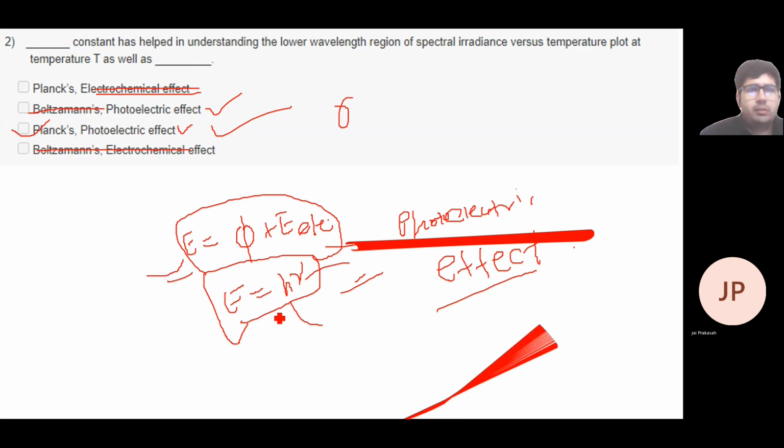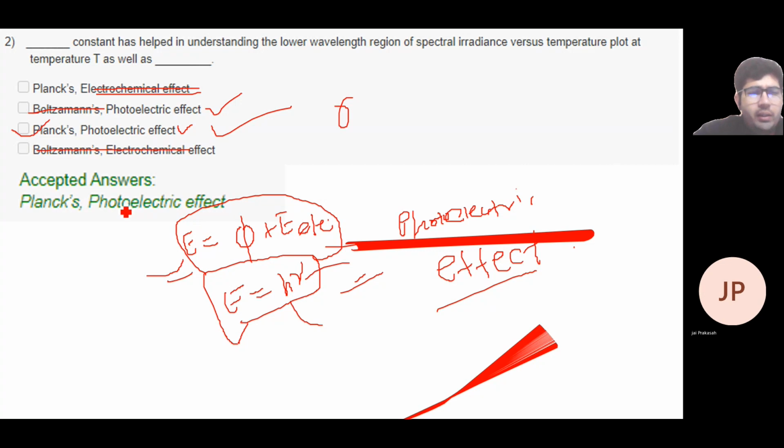So option C is correct. So Planck's and photoelectric effect.